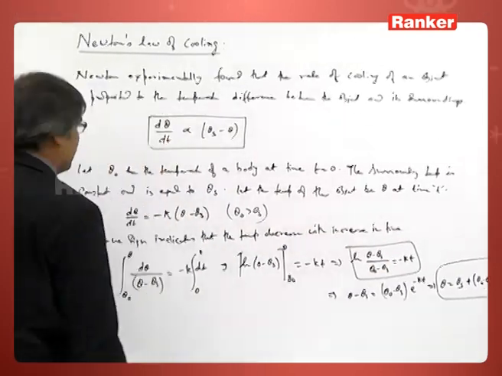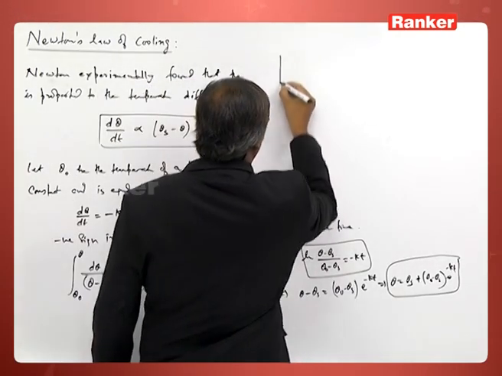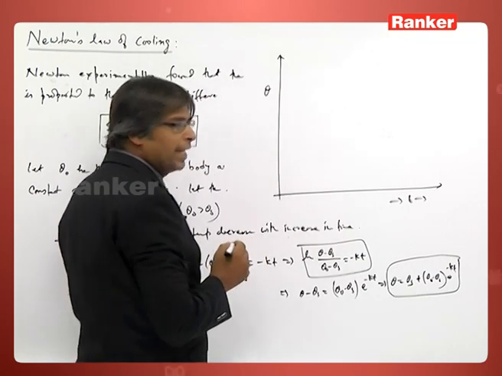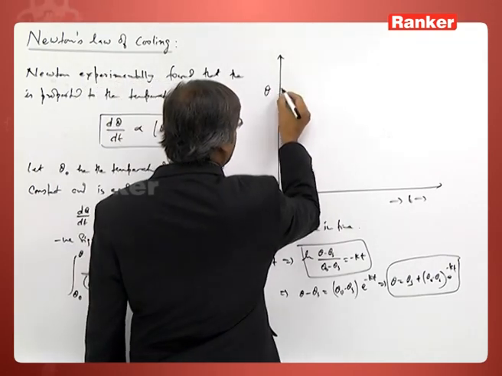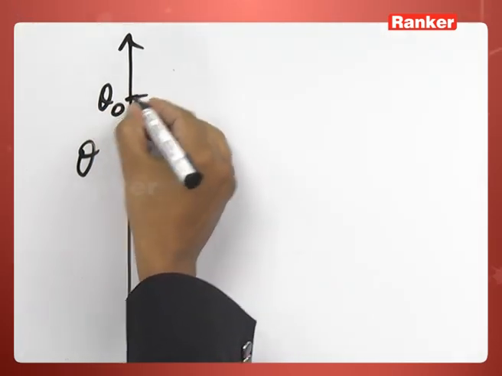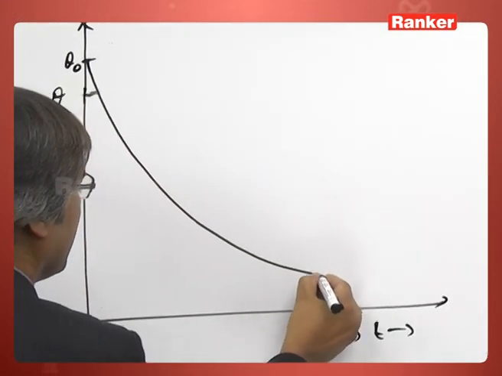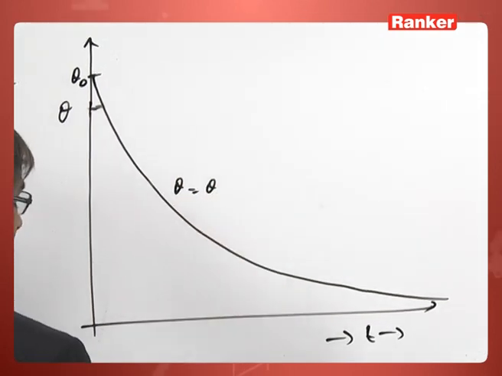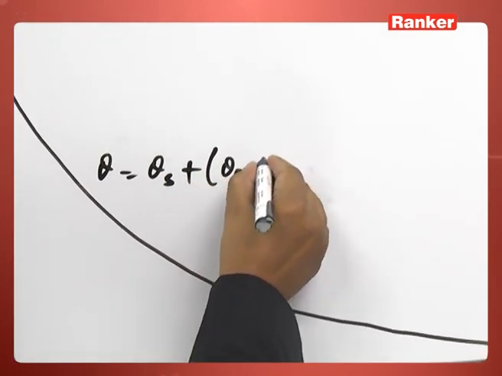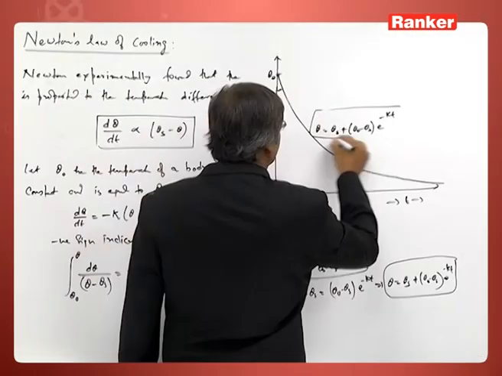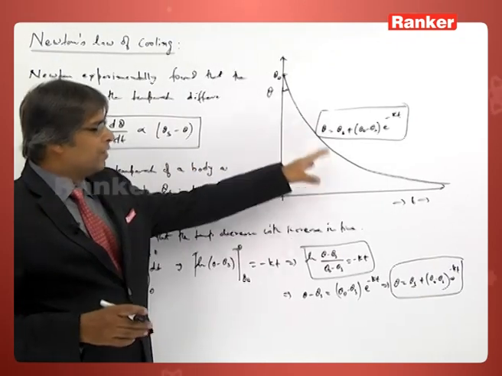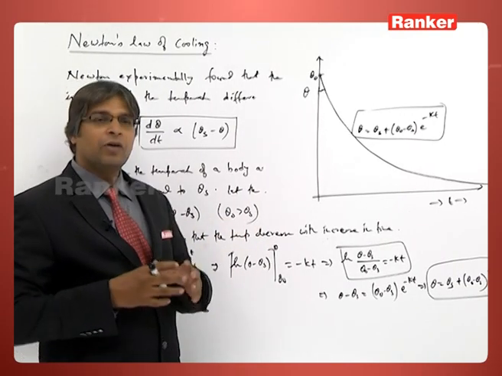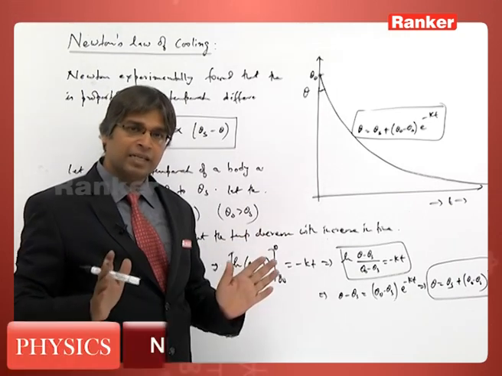If I plot the curve of temperature variation, that is how the temperature theta of a hot body placed in a uniform surrounding varies. Initially the temperature is theta naught, then it decreases and after a long time it decreases to theta s. This is an exponential curve, theta s plus theta naught minus theta s times e raised to minus kt. This is how the temperature of a hot body will vary with time when we assume that the energy is lost by radiation and or natural convection.